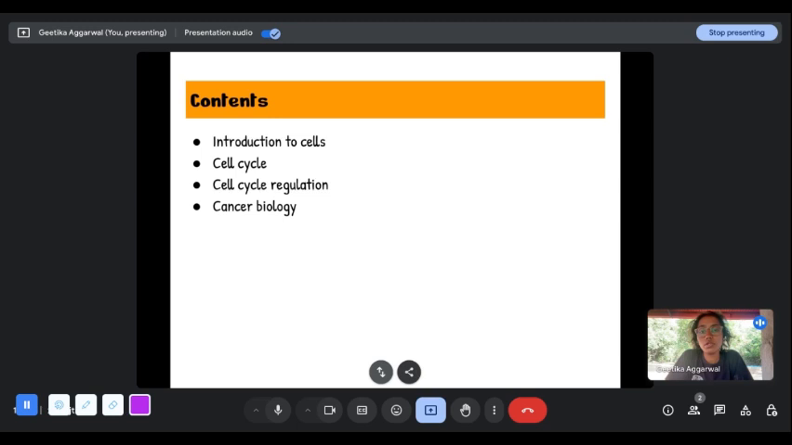Giving you a brief about what was covered during this week. This week was all about cells. They introduced what cells are, gave a few examples of different cells and discussed how they function. Then they talked about the cell cycle, how it's regulated, how cells move through it and what some checkpoints are. In the end, there were a few lectures about cancer biology and how cancer spreads through the body.